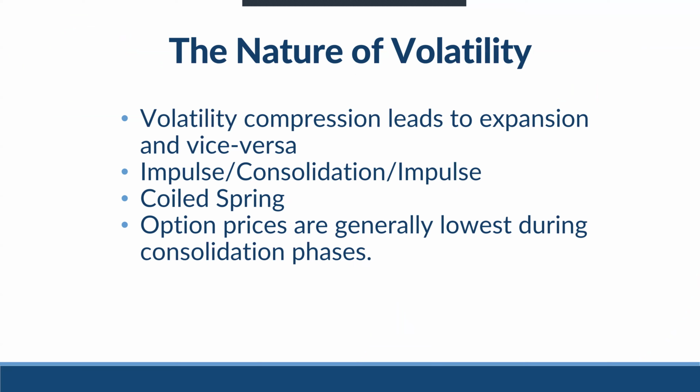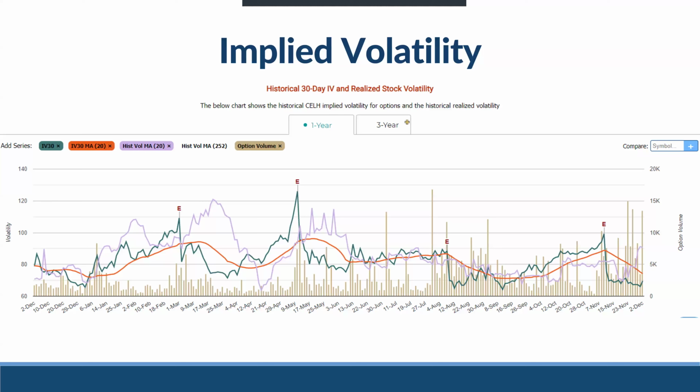The nature of volatility. All right, so volatility, just real quick because we want to get through all this. Volatility compression obviously leads to expansion and vice versa. Think of impulses, goes into a consolidation, then impulses again, like a coiled spring when you clamp down on that and you release and you get this propulsion move, right? Option prices are generally lowest during the consolidation phases. These are the times where you're trying to position into them before we get into like a big move.